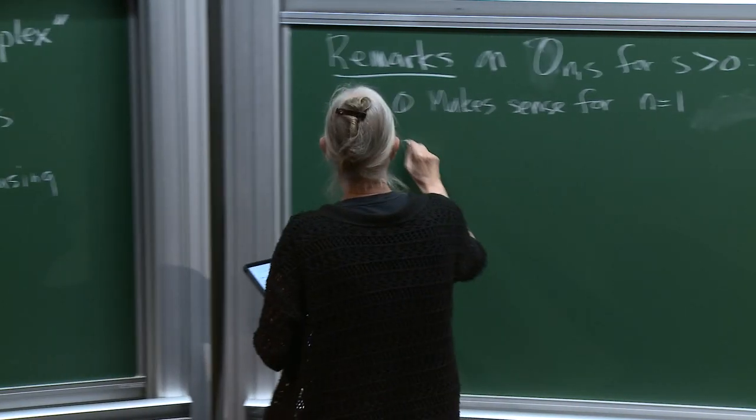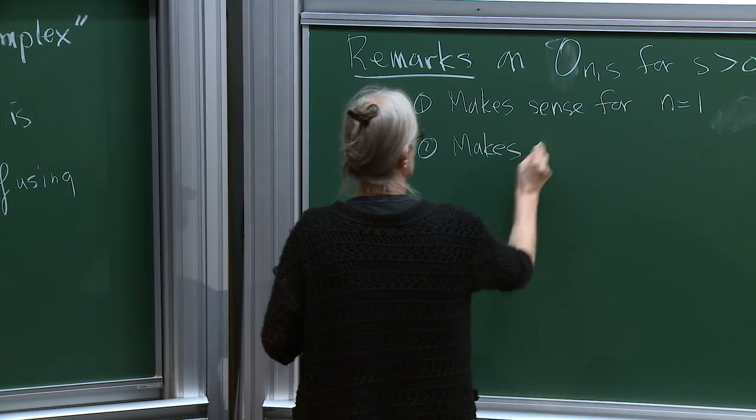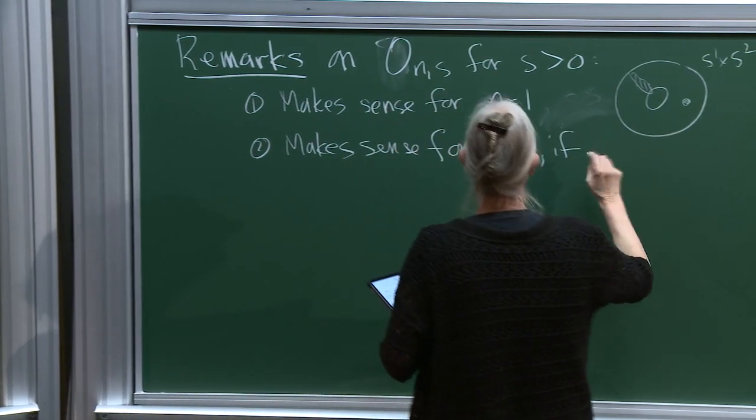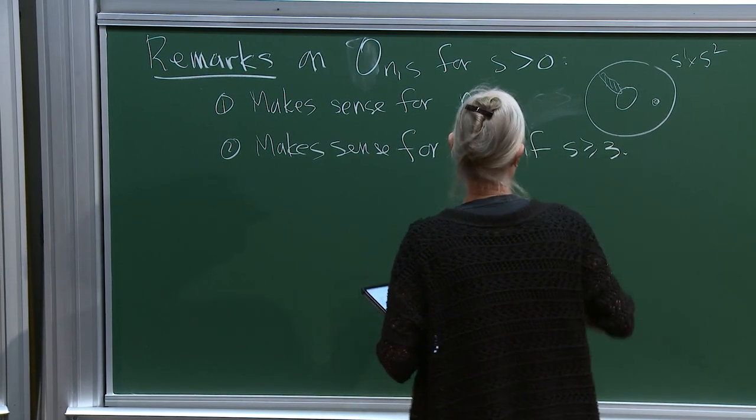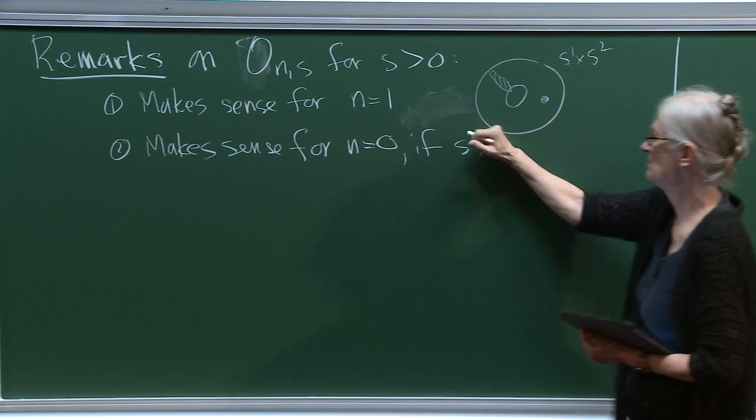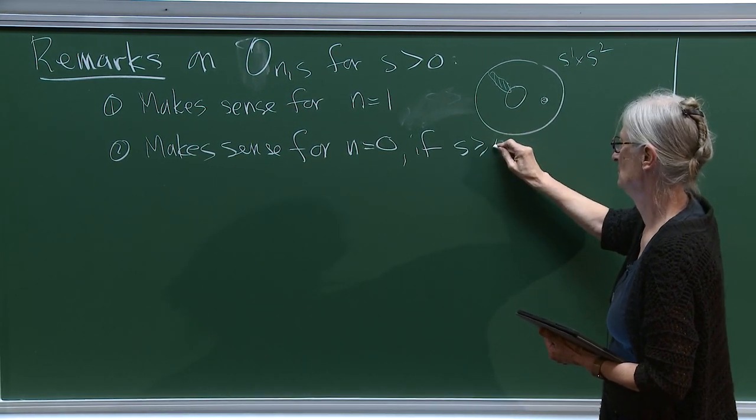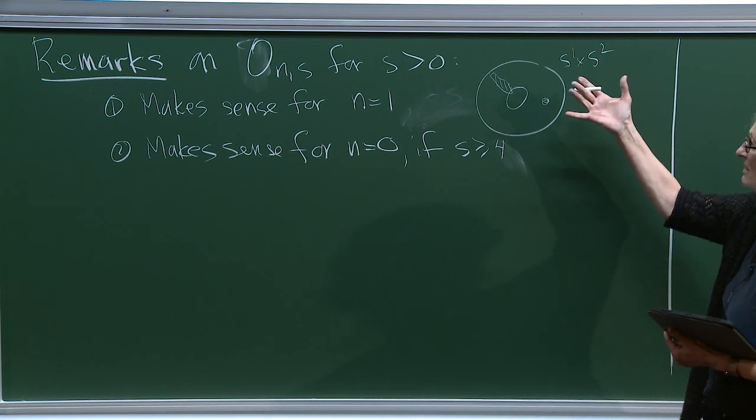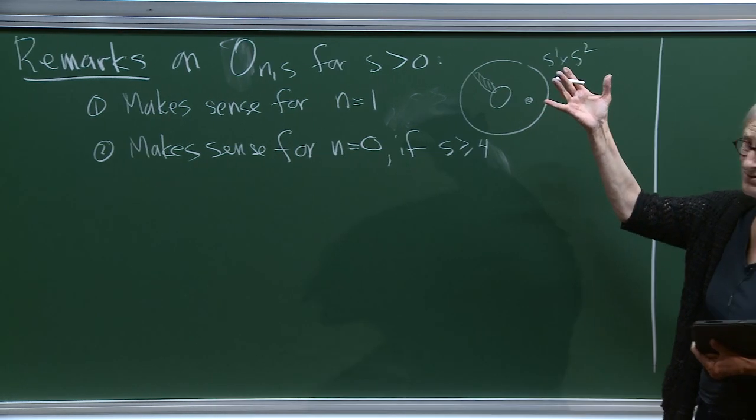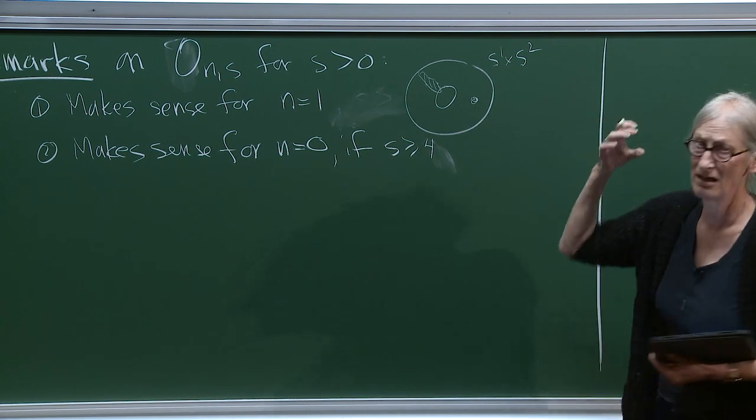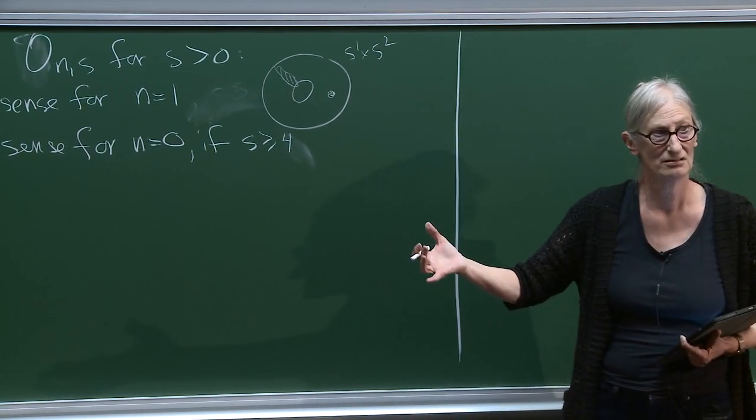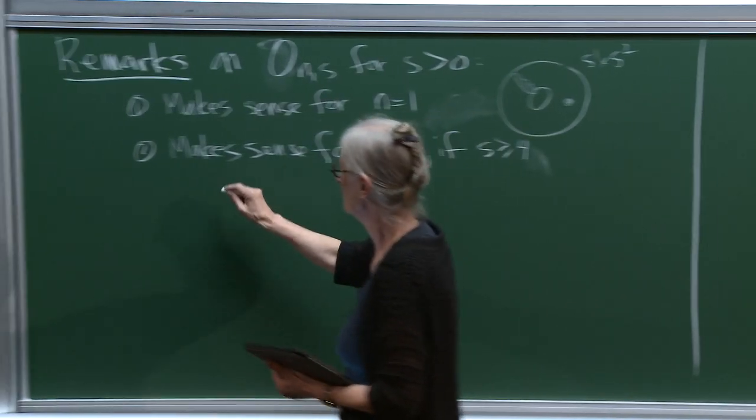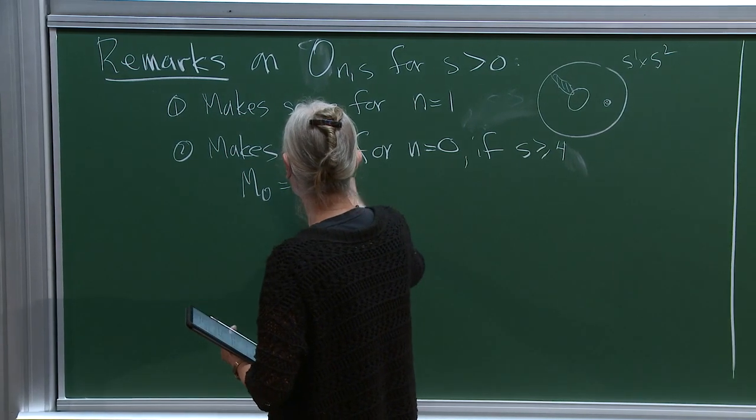It also makes sense for n equals 0 if s is bigger than or equal to 3. Let's make it 4. If s is at least 4. So what is the doubled handlebody if n equals 0? Well, you can think of a handlebody as a 3-sphere with some handles attached. You attach n handles. If n is 0, you don't attach any handles. So M_0 is just the 3-sphere.